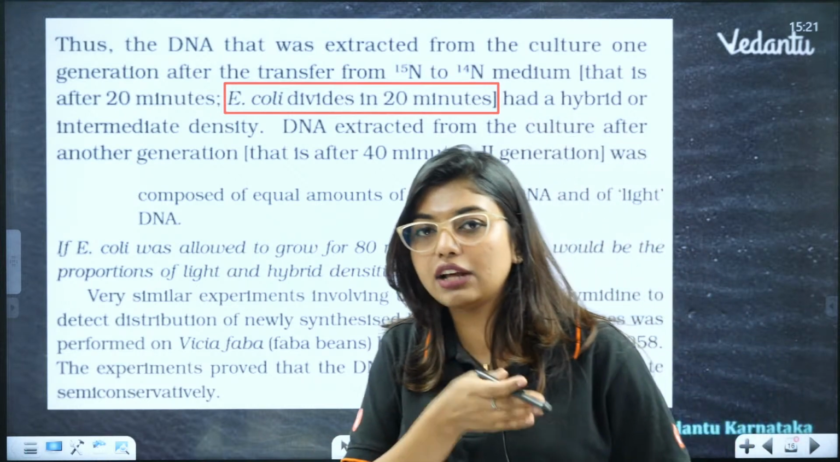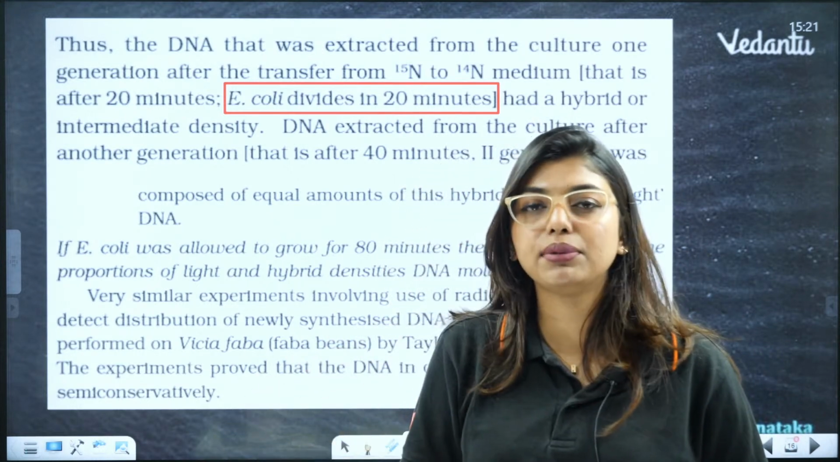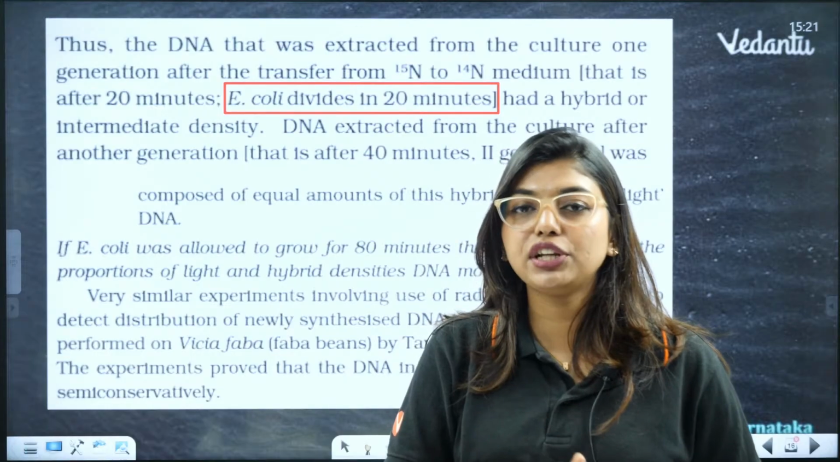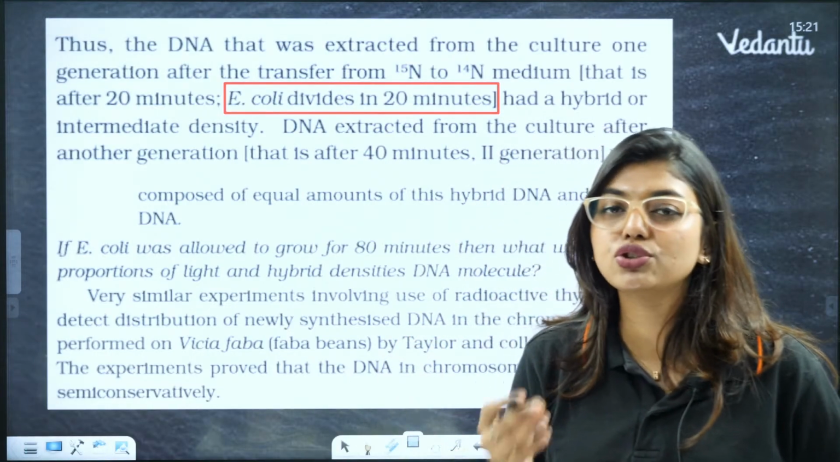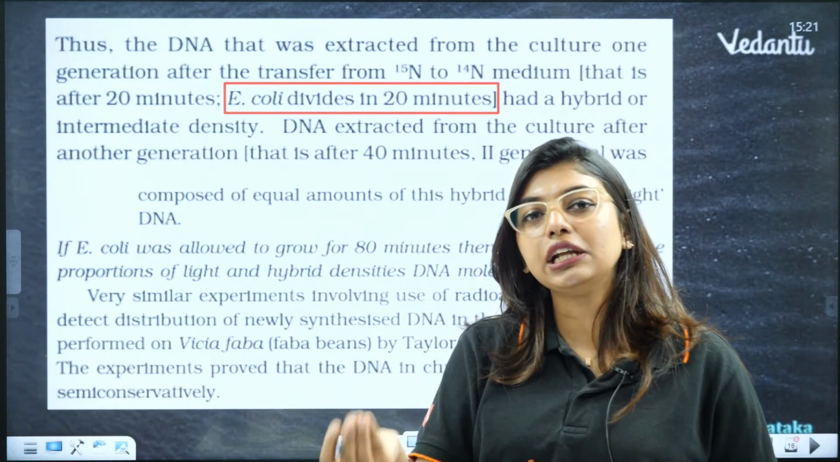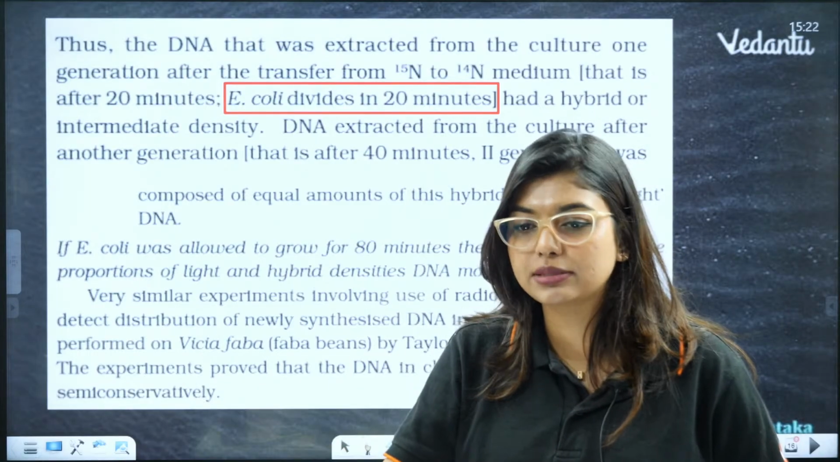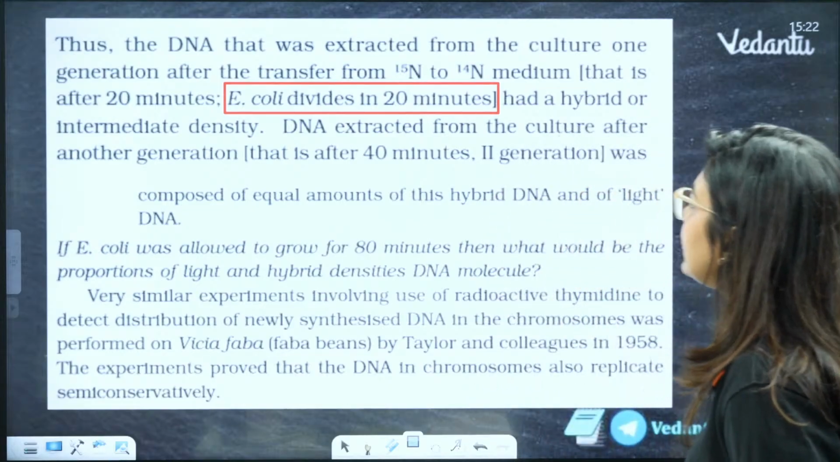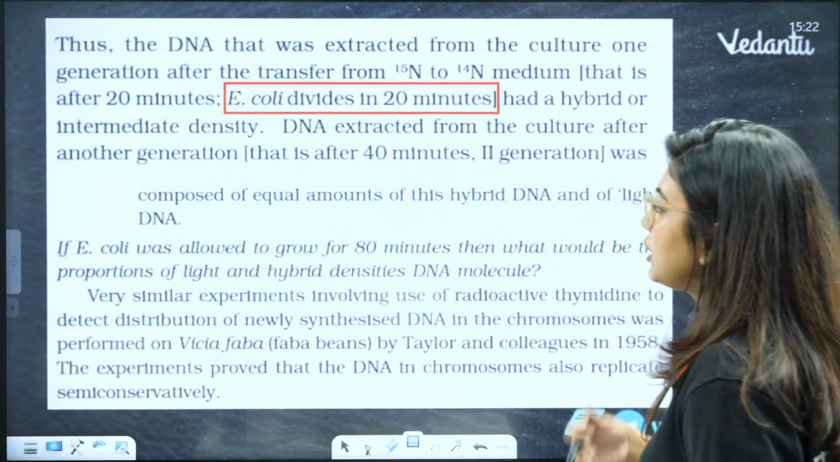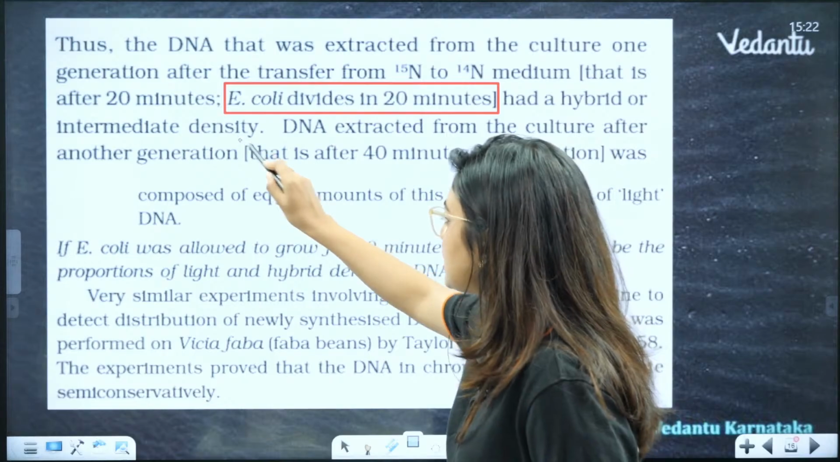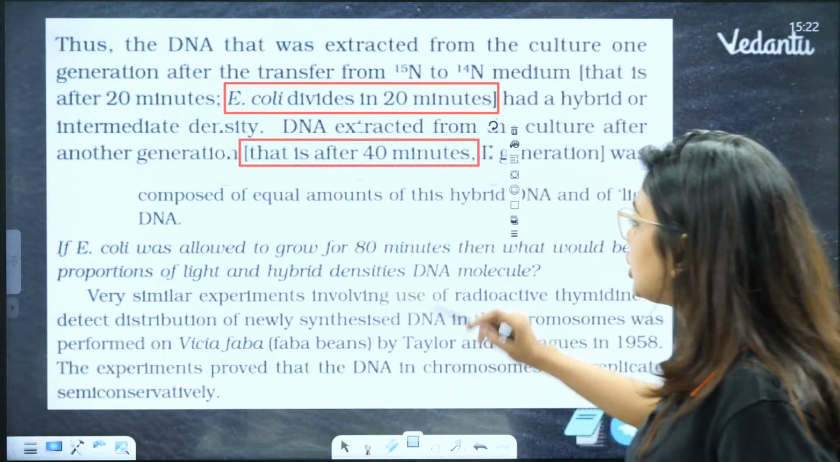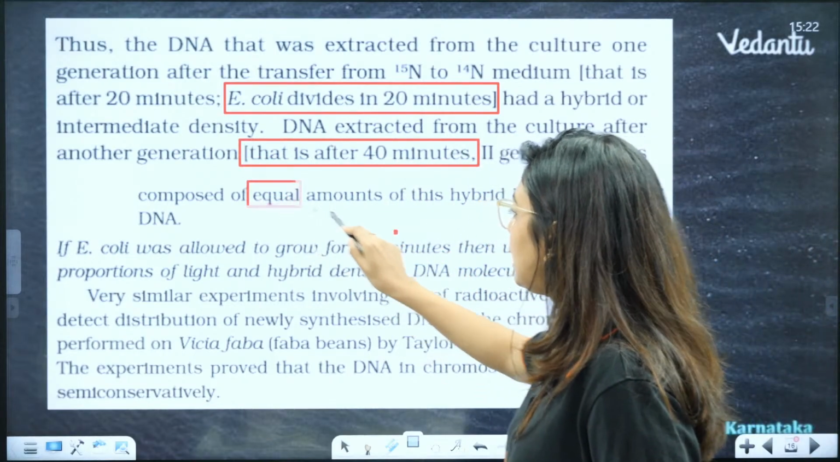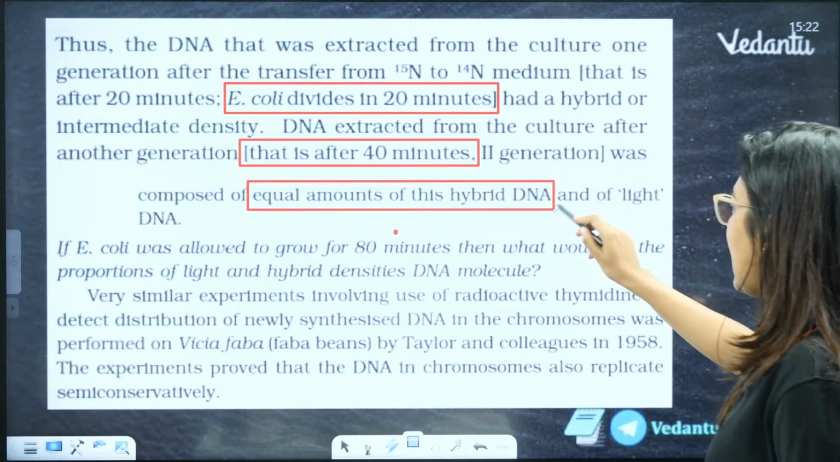In the first generation after the shift, we got hybrid DNA because one strand is N15 and the other strand is N14. So it is obviously understood that they are intermediate or hybrid, just like we expected. And the DNA replication is going to be semi-conservative. Now, DNA extracted from the culture after another generation, that is after 40 minutes, the second generation, was composed of equal amounts of hybrid DNA and light DNA.